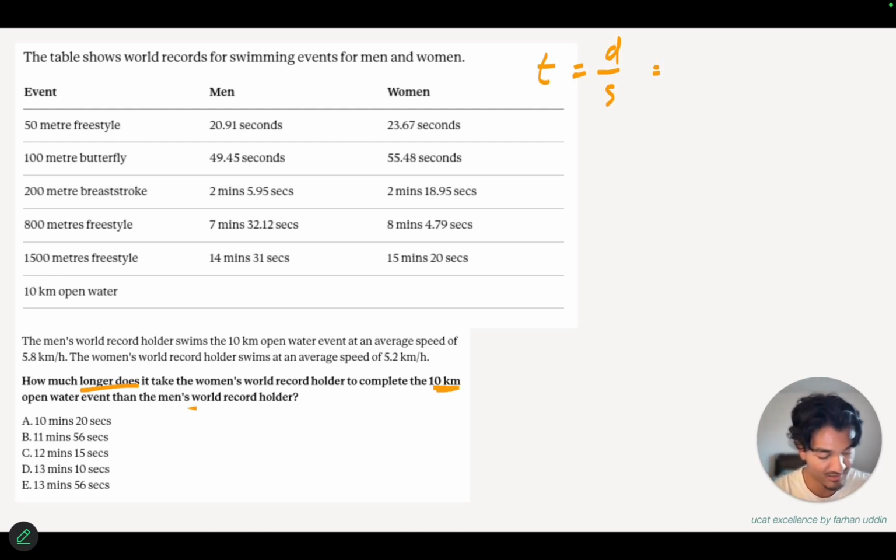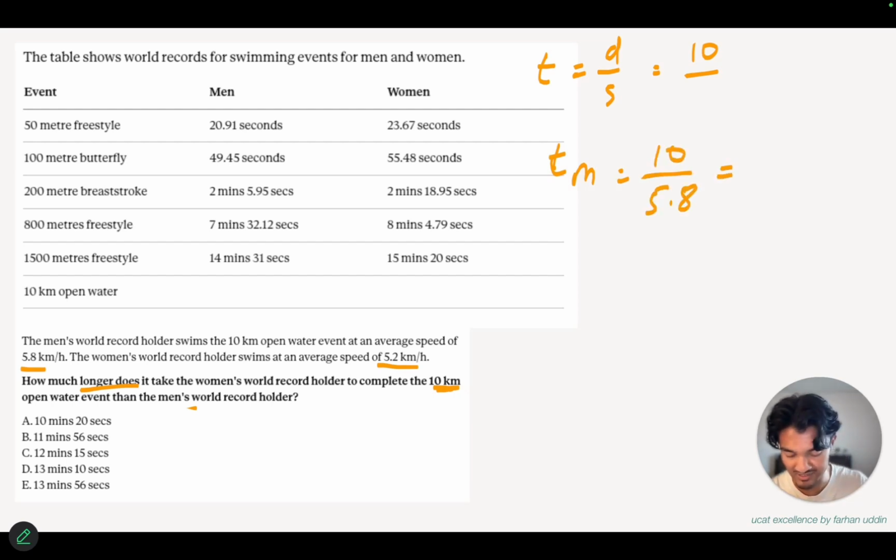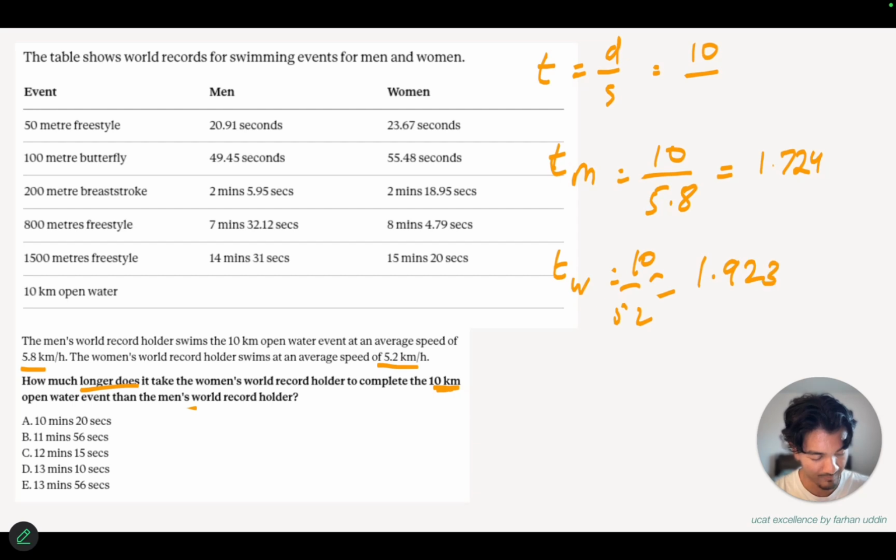So do we have the distance? Yes, we do. Do we have the speeds? Yes, we do. So we've got the 5.8 for the men's and the 5.2 for the women's. So what that means is, let's calculate the time for the men's. 10 divided by 5.8. And that's going to give us a time in hours. So 10 divided by 5.8, it's going to give us 1.724 hours. Whereas the time for the women's is going to be 10 divided by 5.2, giving us 1.923.